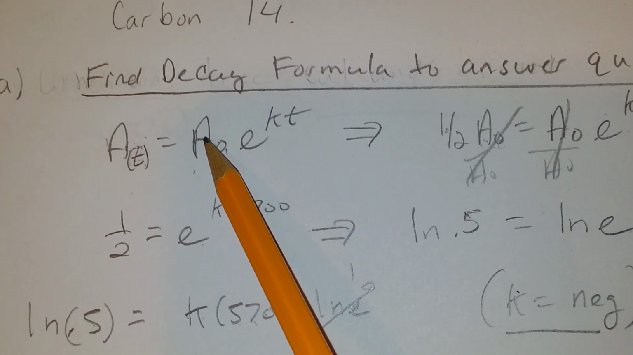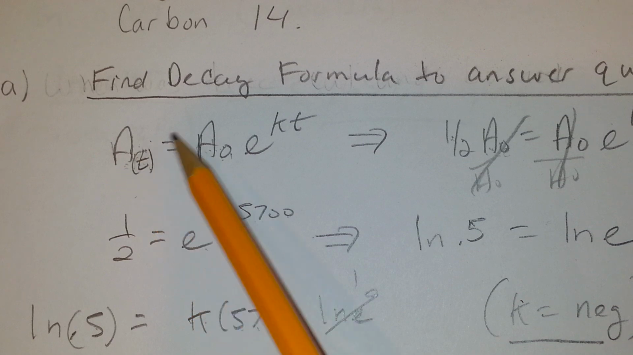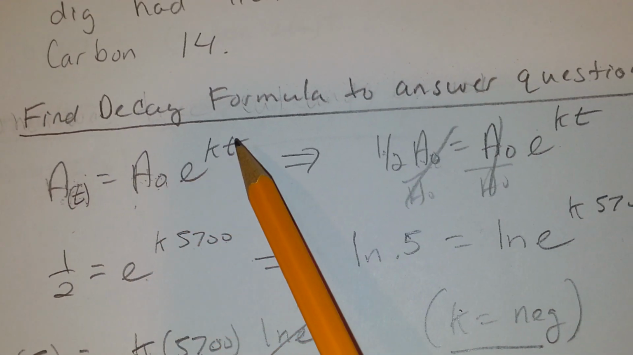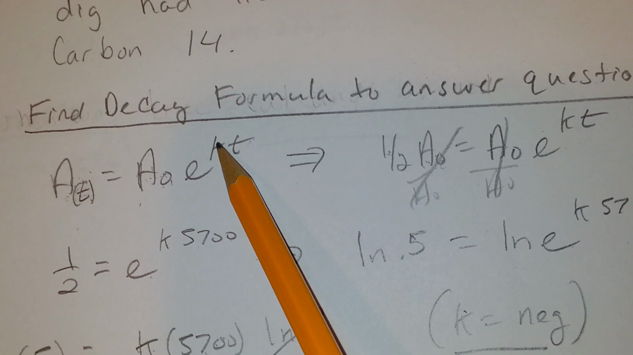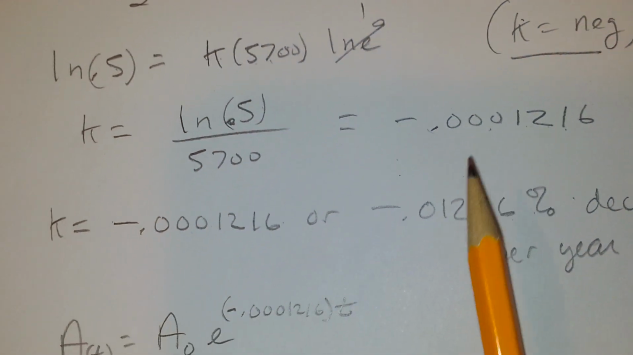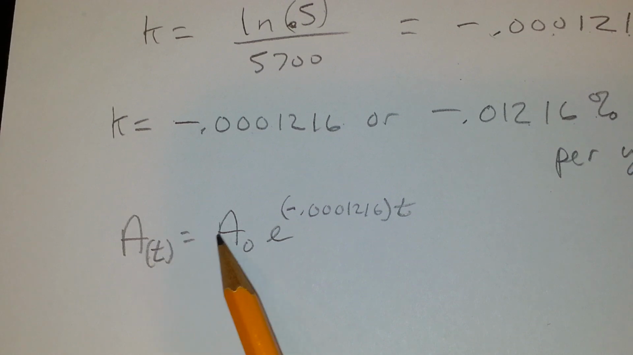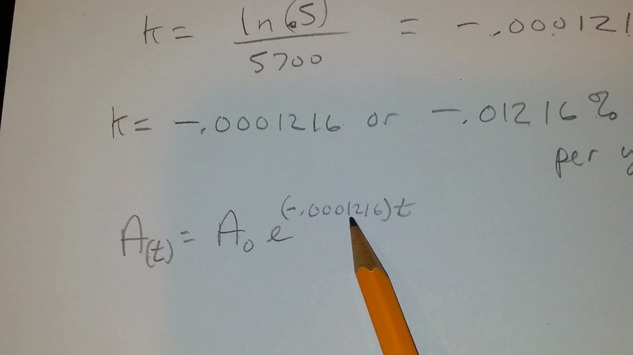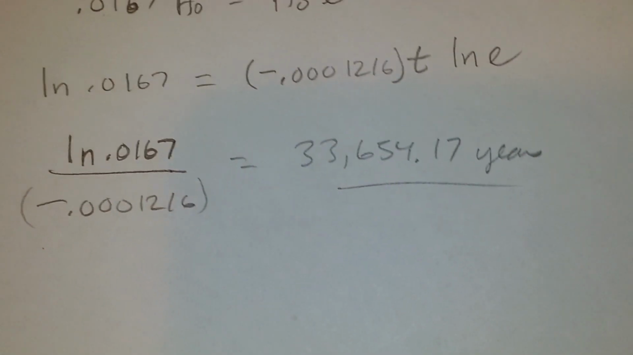but when we're doing a half-life, this turns into half of its original. So this will be half of the original, okay? And we knew the time, and we solved for the decay rate. Now I've got an equation. A as a function of t equals A sub naught times e to the negative 0.0001216 times t. All right, now we can answer some questions.